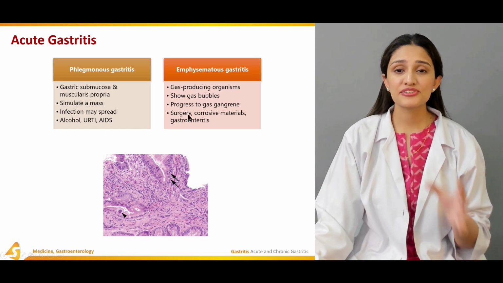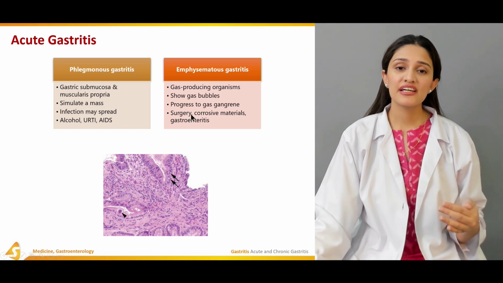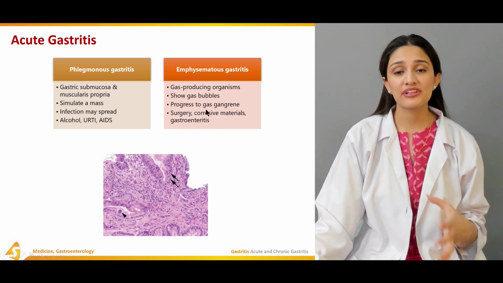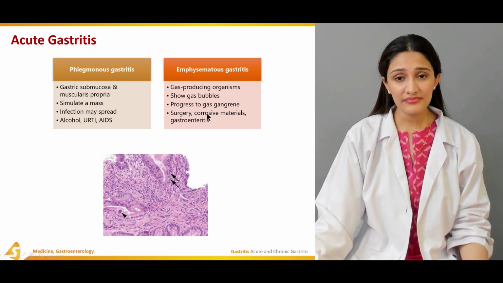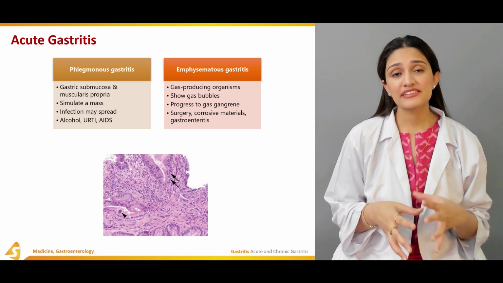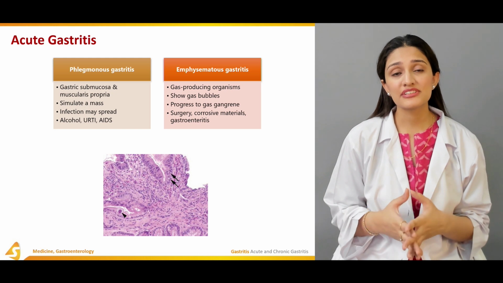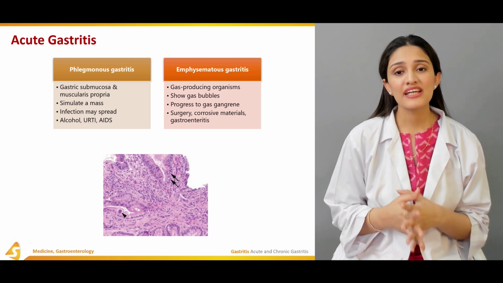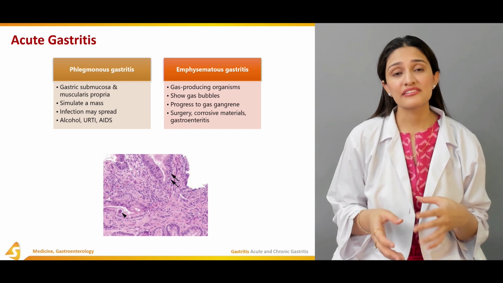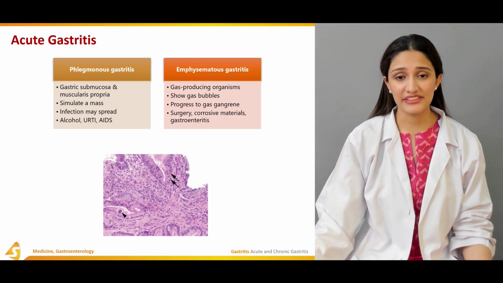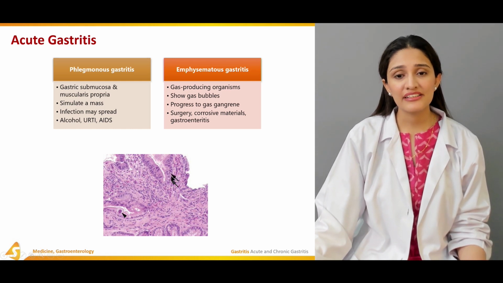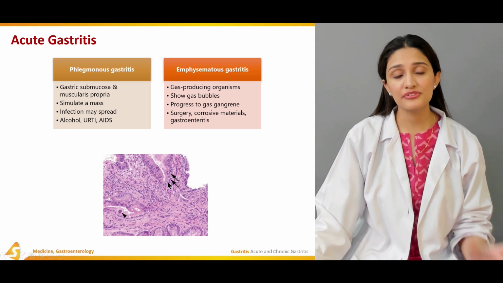Other than that, this sort of gastritis may also proceed into a more complicated form, which is called gas gangrene. It also occurs after specific surgeries such as gastric surgeries, and by the ingestion of corrosive materials, and it is a complication of gastroenteritis. In this picture, we can see erosions in the stomach lining, which represents an acute gastritis.